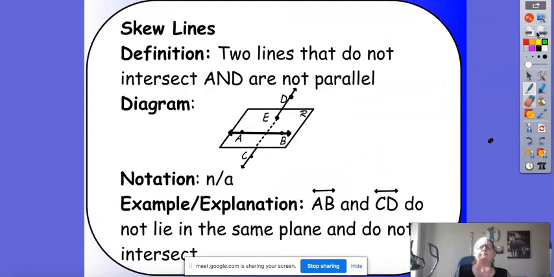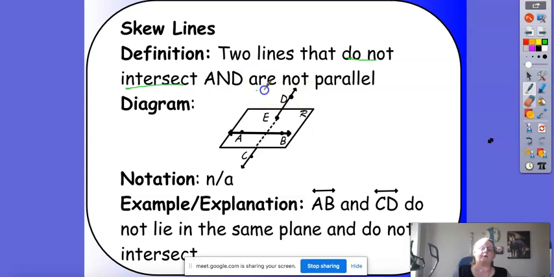Here we go. I hate this one. This is called skew lines. We rarely see skew lines, but guess what? They love to put them on your standardized tests. They love to ask you about skew lines. I'm not kidding. I cannot think of any of the things that we do that use skew lines, but I'm going to tell you what they are. They are two lines that do not intersect. So they do not intersect, and they are not parallel.